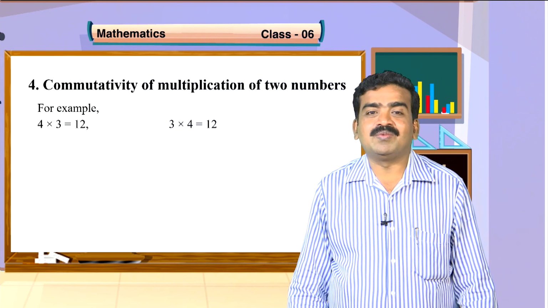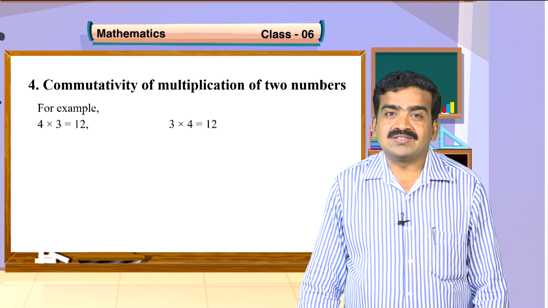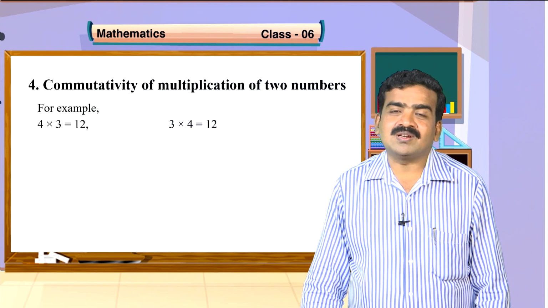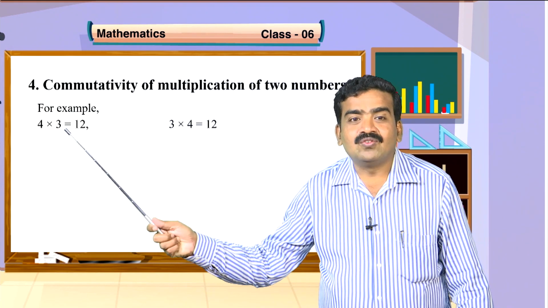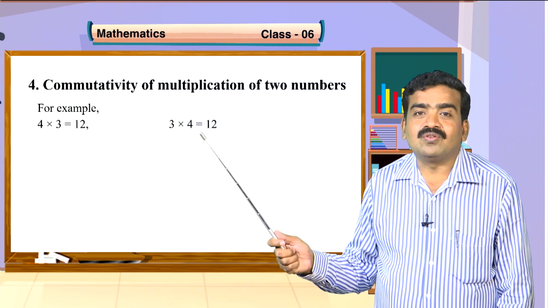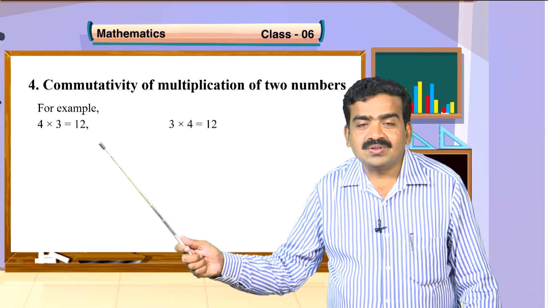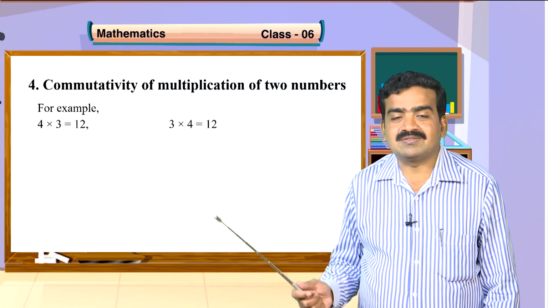In case of commutativity of addition of two numbers, we showed 4 plus 3 is equal to 7 and 3 plus 4 is equal to 7. But in case of multiplication, 4 into 3 is always equal to 3 into 4, because the product in both cases is the same, that yields 12.